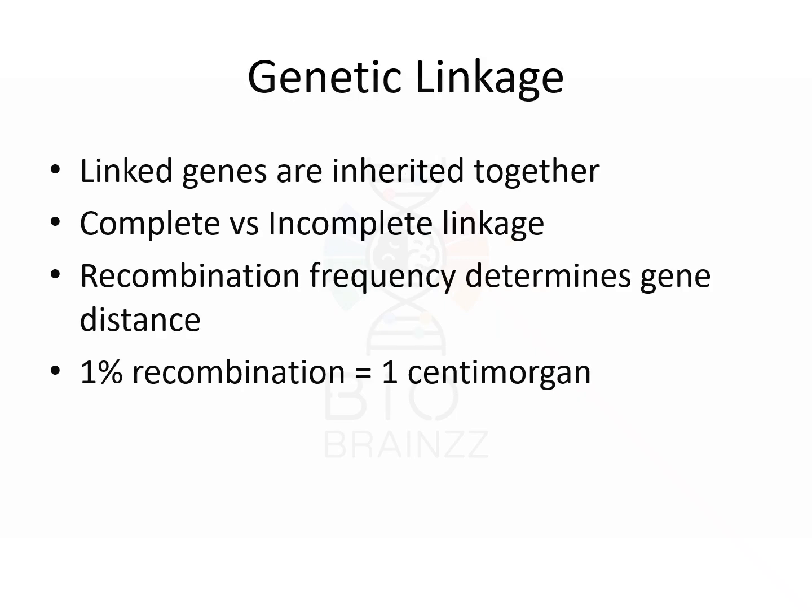Genetic linkage. Genes located on the same chromosome tend to be inherited together, and this is called linkage. The closer two genes are, the less likely they are to separate during meiosis. Scientists measure gene distance using recombination frequency, where 1% recombination equals 1 centimorgan. Linkage helps us create genetic maps and understand inheritance patterns.